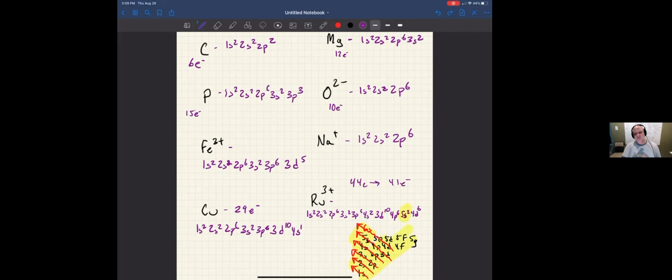So that would be 44, but we need to remove 3 electrons. Again, I'm going to remove them from the 5s orbital first. So I end up with 4d5 as the final electron configuration for ruthenium 3+. Again, removed them from 5s first, and then another one from 4d to get the 4d5 electron configuration. Okay, that's my final answer. Thanks, guys.